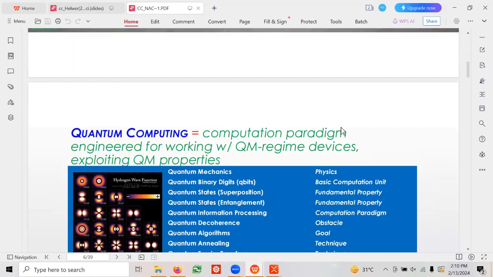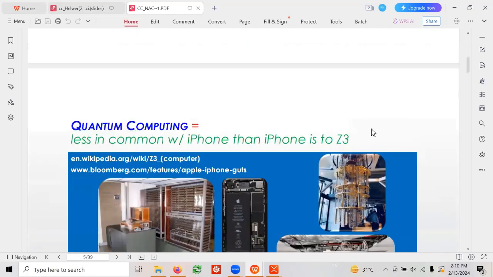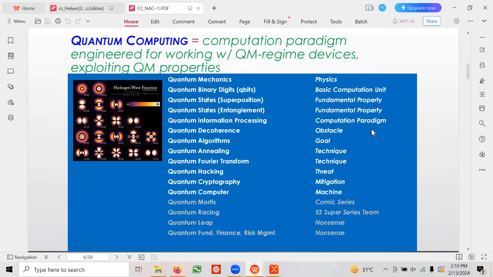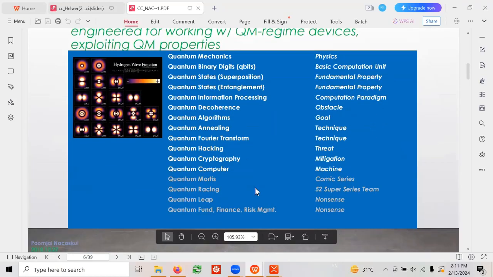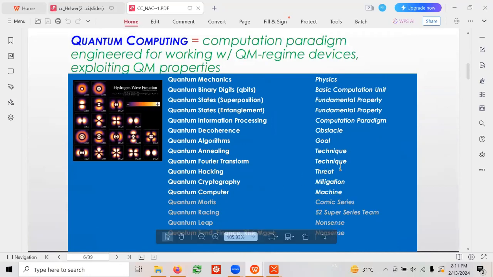Okay, so let's go back. Okay, well, we'll be back here. So you see a lot of quantum here, okay? And there's a lot of nonsense, right? There's a lot of quantum fun, quantum this, quantum means nothing.